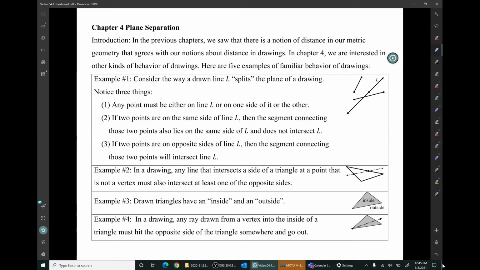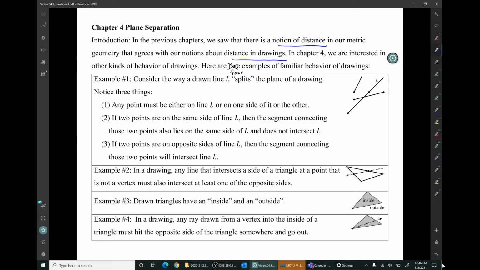In the previous sections, we saw that there's a notion of distance in our metric geometry that agrees with our notions about distance in drawings. In chapter 4, we're interested in other kinds of behavior of drawings. There's a typo here. Here are 4 examples of familiar behavior of drawings.